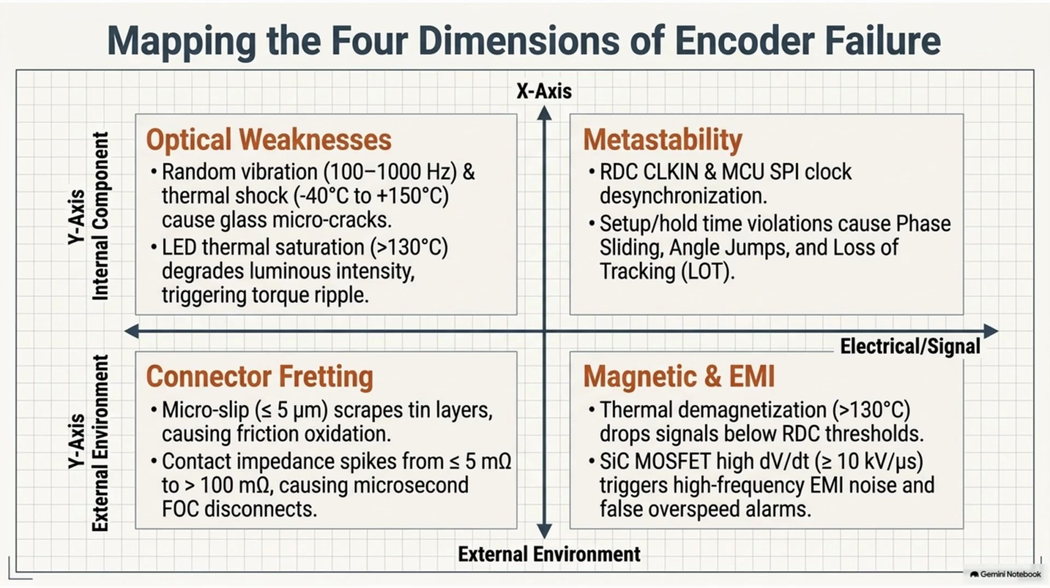The register gets trapped in a metastable state. It's like this intermediate voltage level that eventually resolves randomly to either a 0 or a 1, just as thermal noise pushes it off balance. And when it resolves to the wrong value, you get a random, physically impossible angle jump.